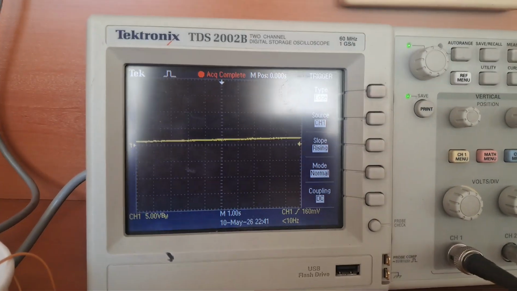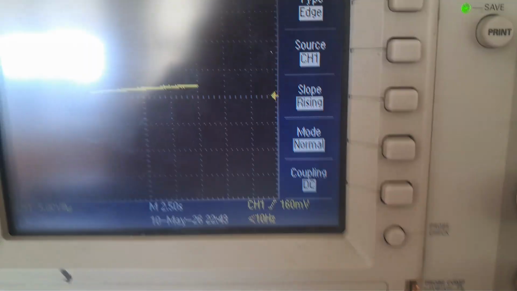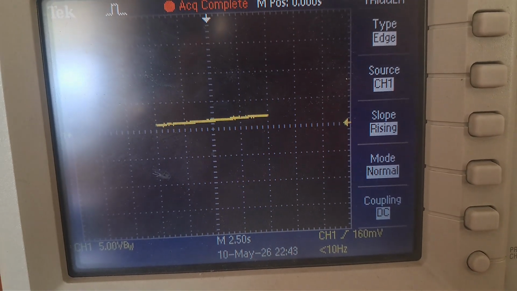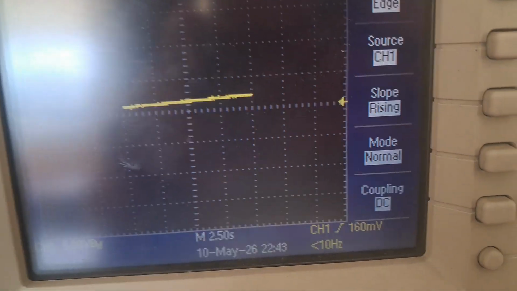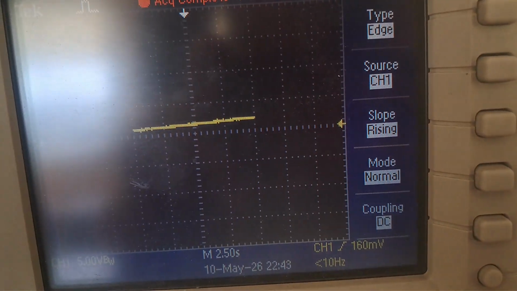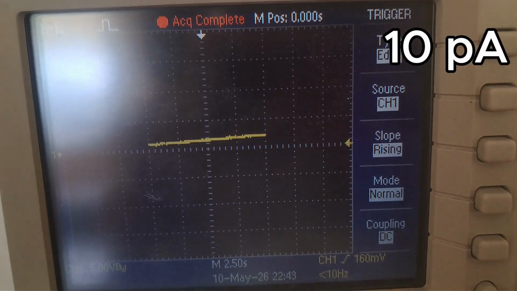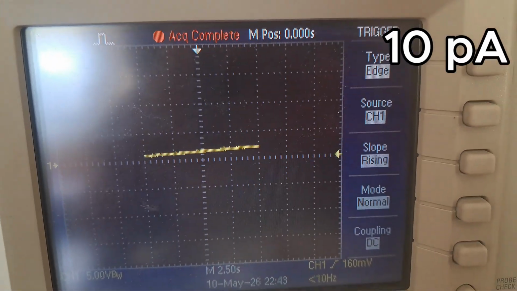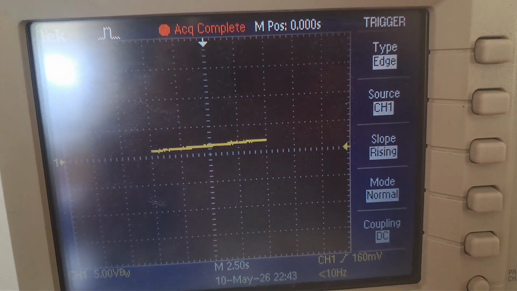Okay, now I'm gonna change my division settings, and we're gonna calculate the slope. I calculated my slope. The voltage rise is around 0.1 volts, and the time it took to rise to that point is 10 seconds. So we obtain around 10 picoamperes input bias current. So we're gonna subtract it from our previous results to have better results, as I said before.